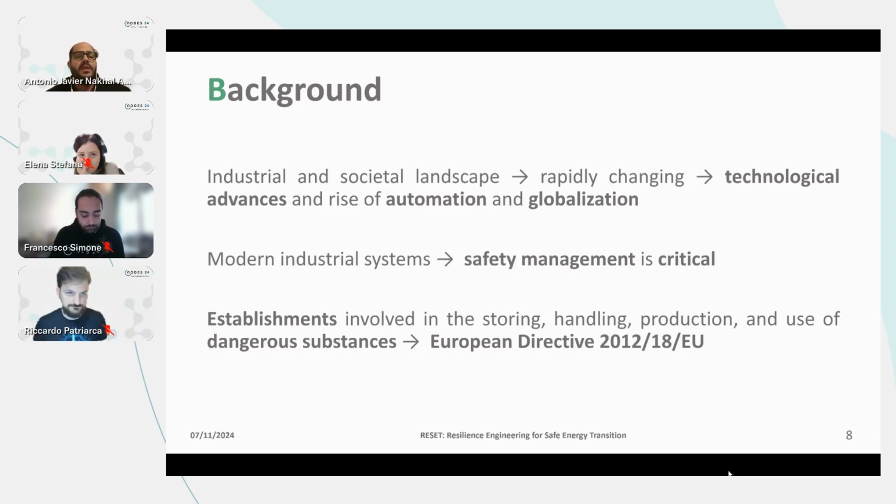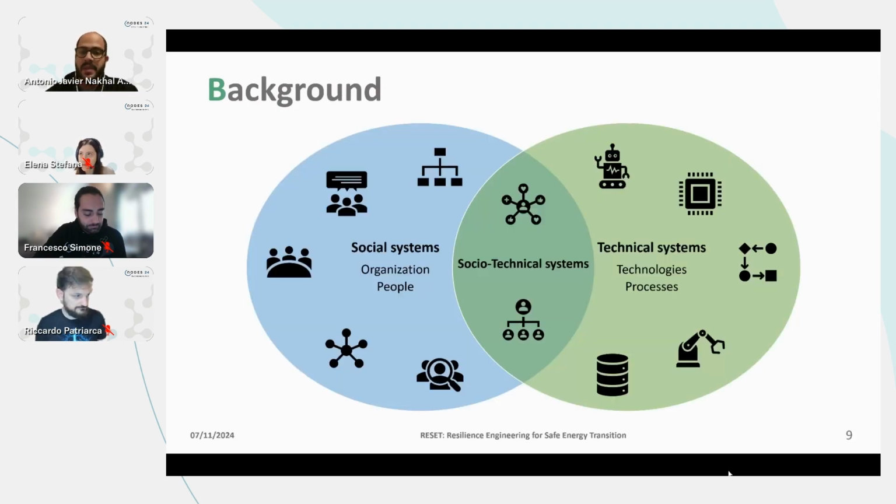After that, we know that safety management is more critical than in the past, because we know more. We have more interaction and more actors involved in our industrial process. For that, we want to study the European directive of 2012, the Seveso directive, which gives you best practices and guidelines for handling, storing, and producing dangerous substances.